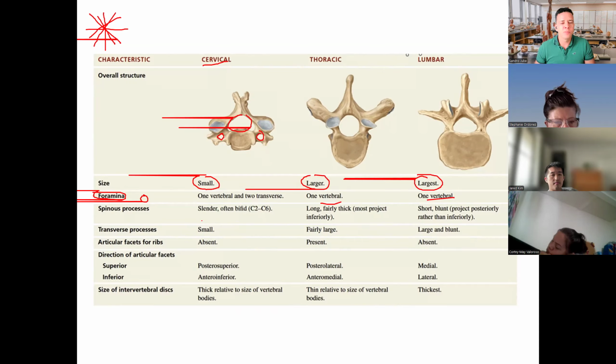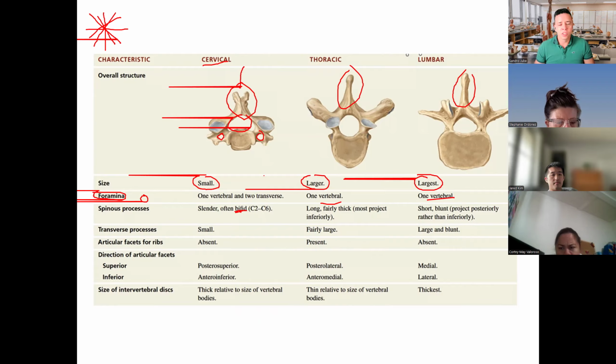Let's look at the spinous process. And this is the spinous process right here, right? We can see that the spinous process of the cervical is often, not all of them, with the exception of C1 and C7, but most of them, bifid. What does that mean? It means that they split at the end, just like what we're seeing right here in the PowerPoint slide.